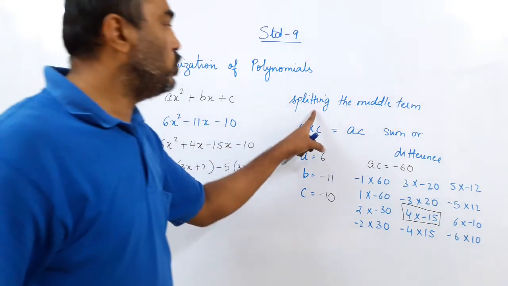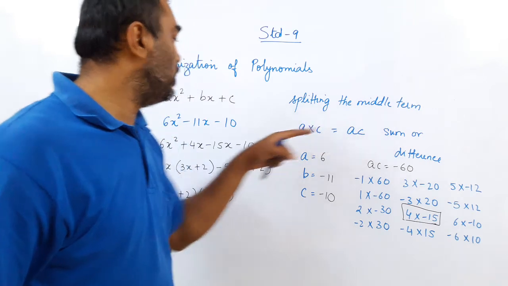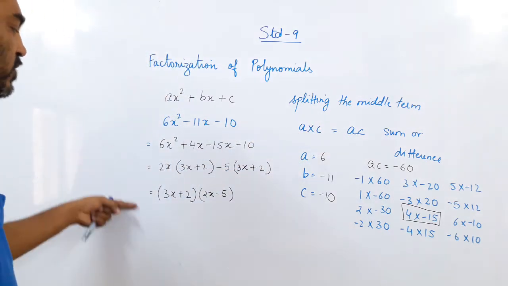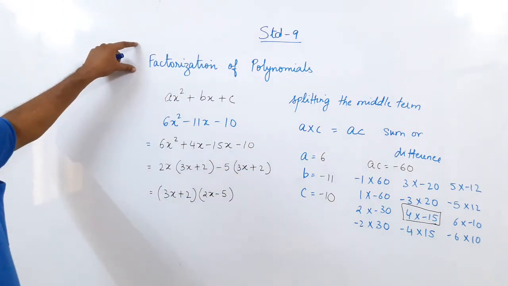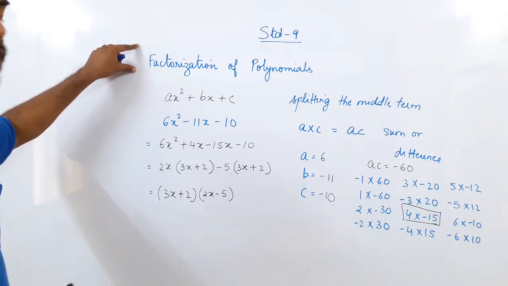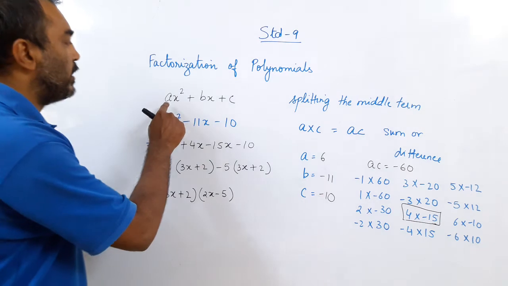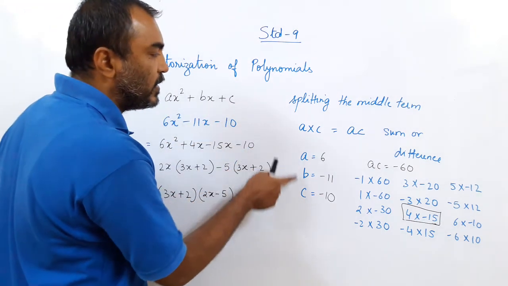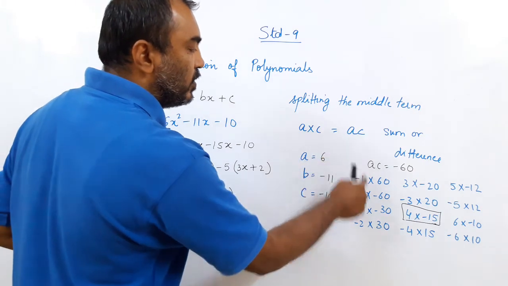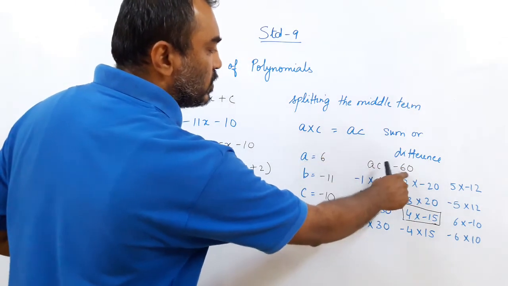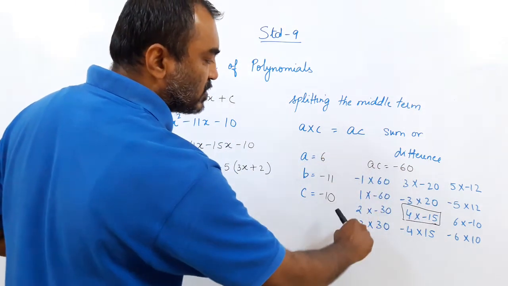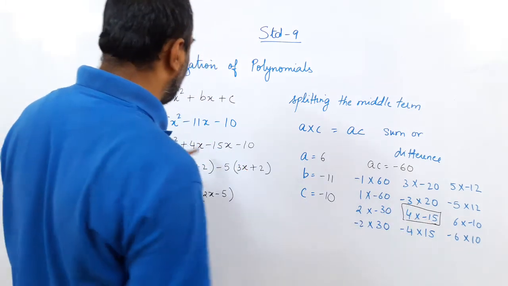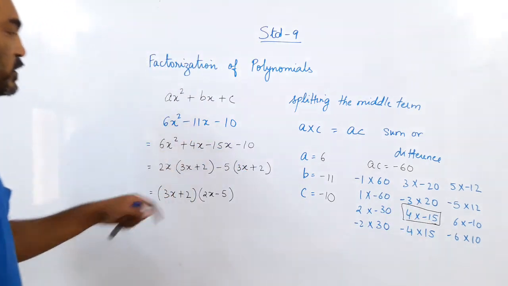So I am making you revise the splitting the middle term method because this method is very, very important for factorization of cubic polynomials. So this is the revision of the method. Now have you recalled what you had done? You write the quadratic equation, first take the A, B, C, multiply the A and C, get the number. Find the factors of this minus 60, you remember the signs also, and the sum should give you the B. So we split it out.